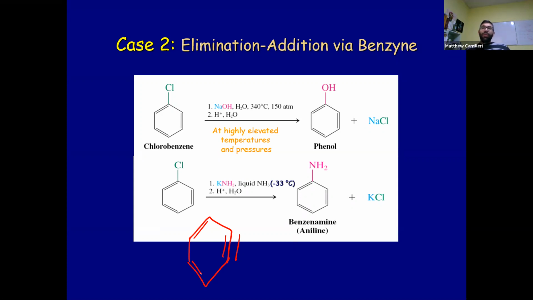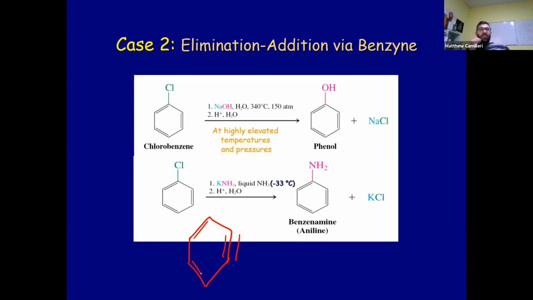Now what this means is that you have to use strong bases, so NaOH or KNH2, which is a very, very, very strong base. It means that it can actually remove HCl. Once the HCl is removed, remember you have a strong base which will react with the HCl, and then the ammonia can react.